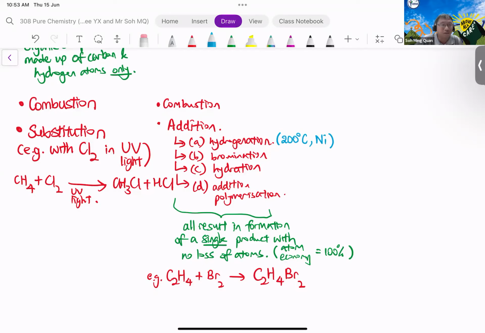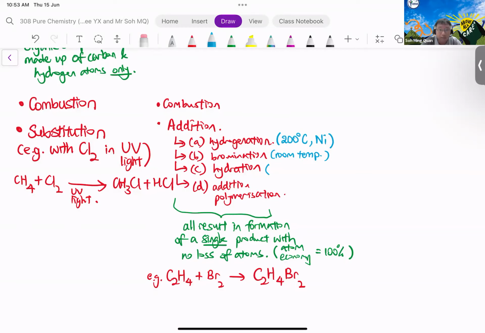Usually we use powdered nickel catalyst. Now for bromination, you just need bromine water at room temperature. This one doesn't require heating. Hydration requires steam, and the steam is delivered in a specific temperature, specific pressure.